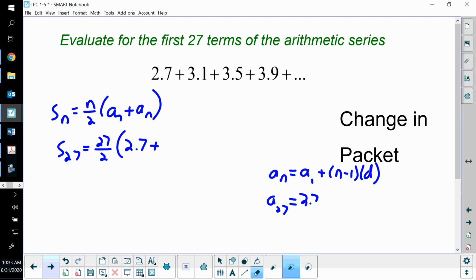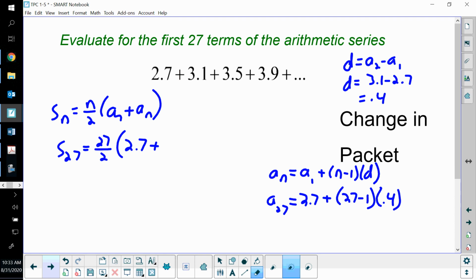The first term was 2.7 plus, we'll have 27 minus 1, and then our d. If you're not sure of the d, some of you might be able to just look at it and see, but if you're not sure, you can always do the second minus the first. So this is 3.1 minus 2.7, which would give us 0.4 for the d. d is the common difference. It's what it's changing by each time. So if we punch that in the calculator, that'll give us 13.1, and that's what we bring up to be the an. Now just punch that all in, and we get 213.3.